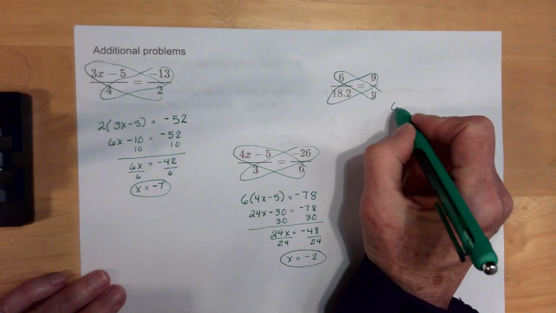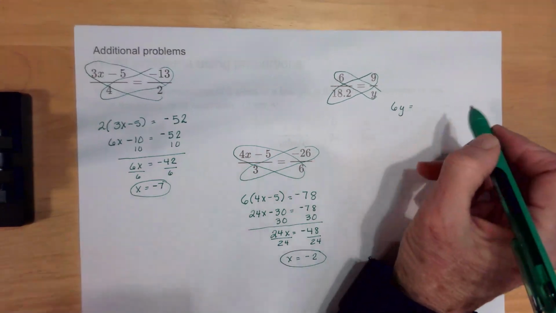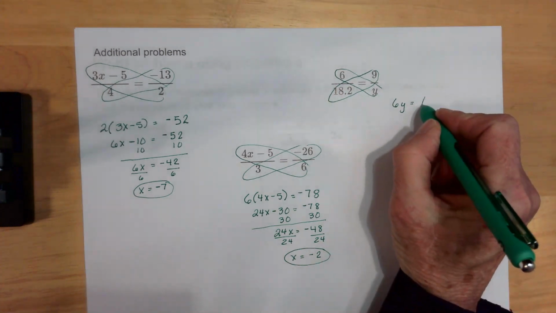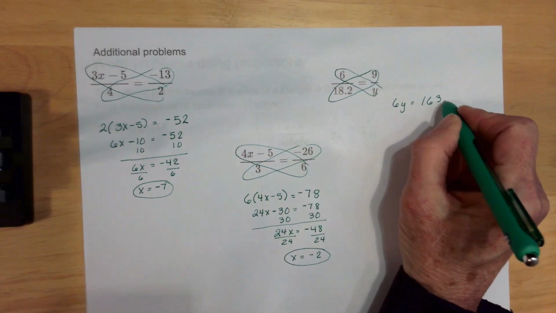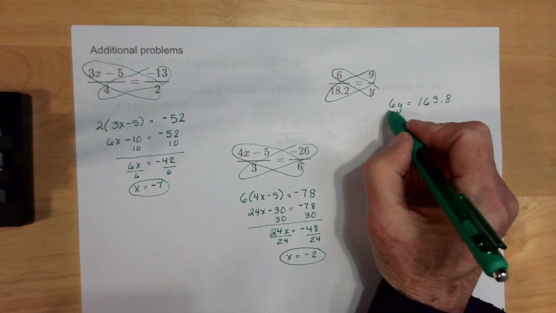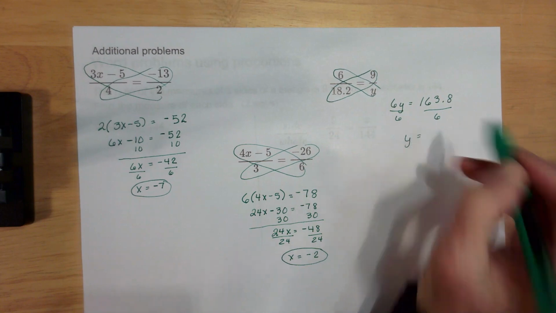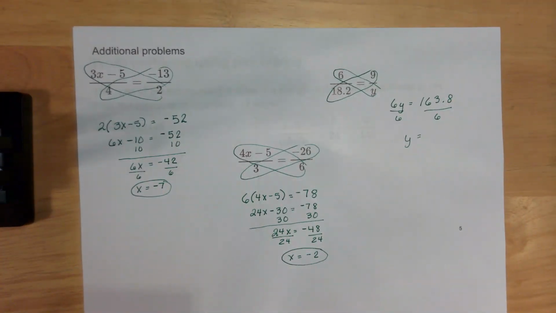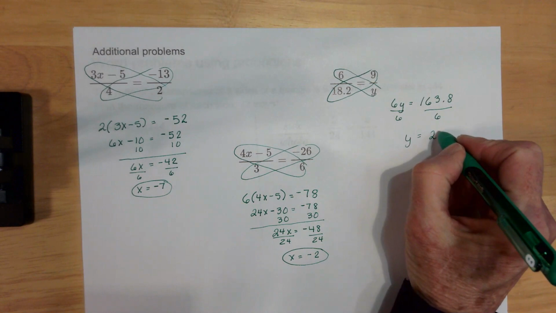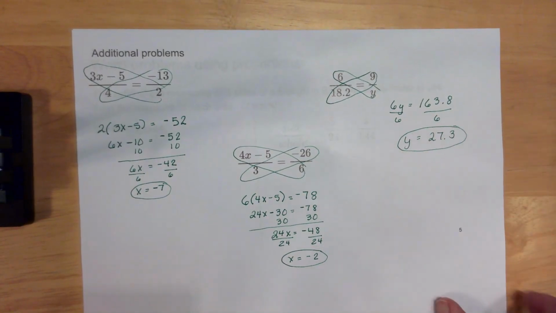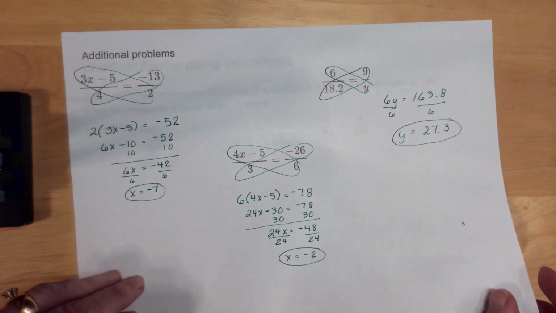Okay, this is going to be 6y is equal to, let's see, 18.2 times 9, which is going to be 163.8. I'm going to divide both sides by 6, and I'm going to get y is equal to 27.3. That should all be review information for you.